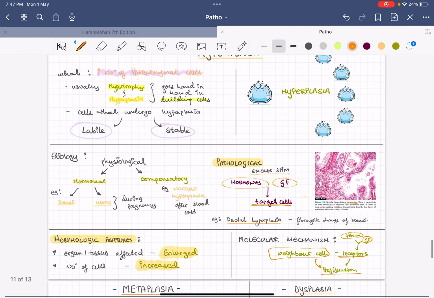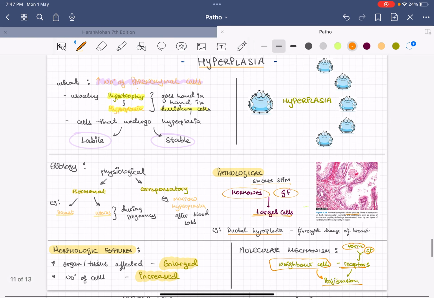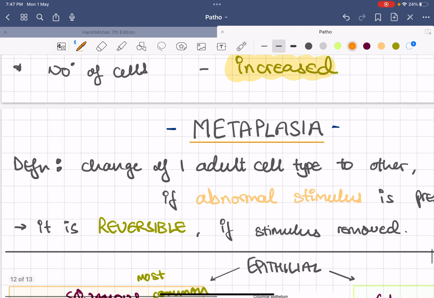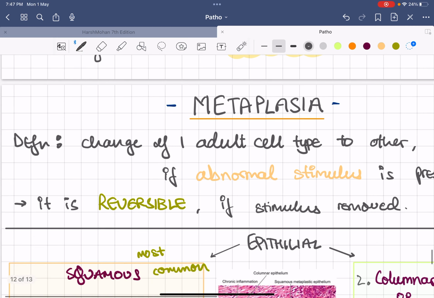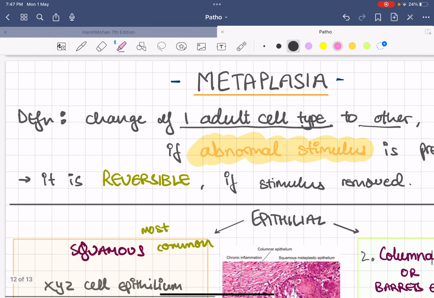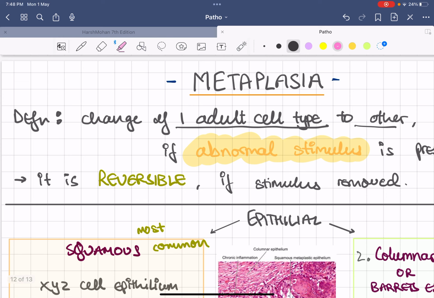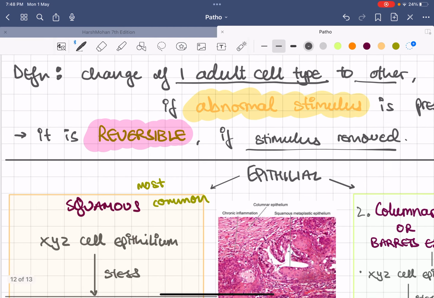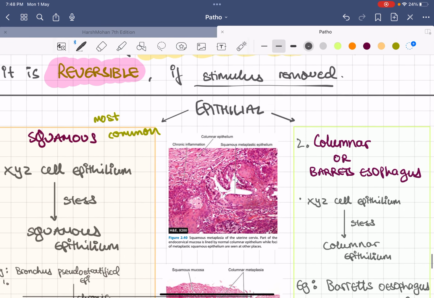So I hope the basics of hyperplasia are clear. Let's move on to the next topic, known as metaplasia. Metaplasia, as we talked about earlier, is a transformation. But transformation of what? It is transformation of one adult cell type to another, but only if an abnormal stimulus is present. The most important thing to remember is that metaplasia of any kind is reversible if the stimulus is removed in time. Metaplasia is also of different types.